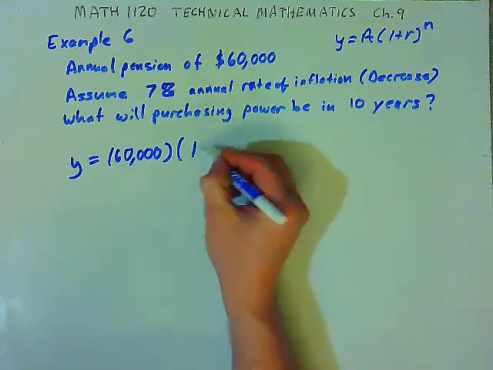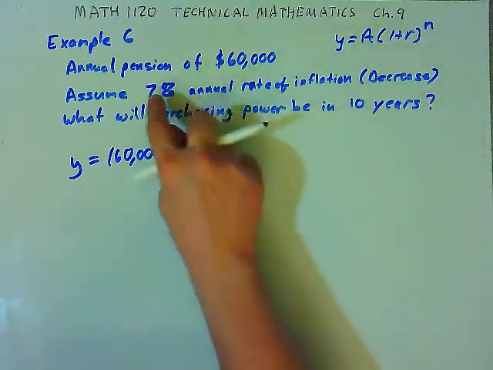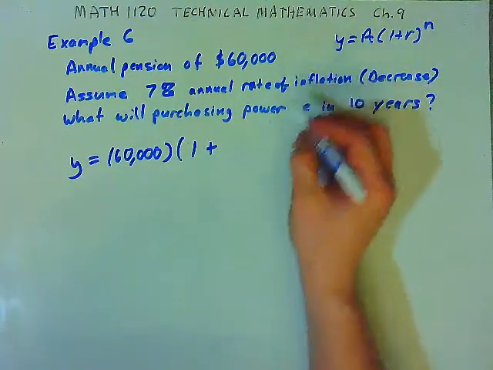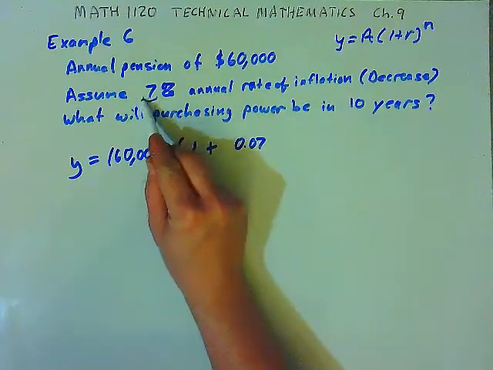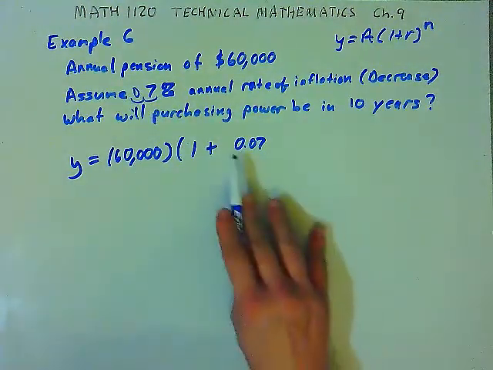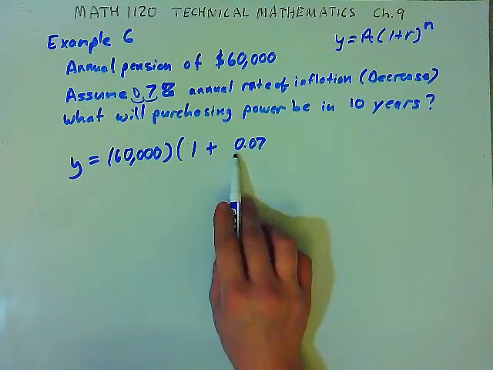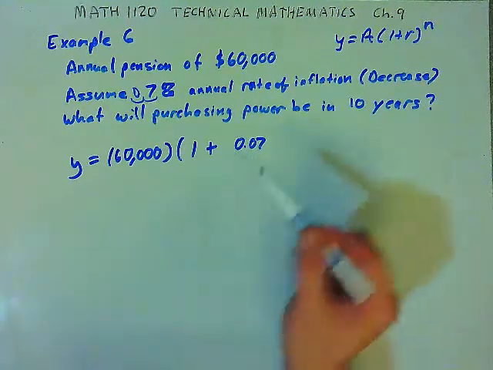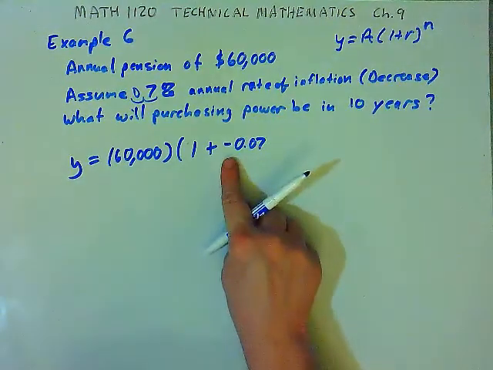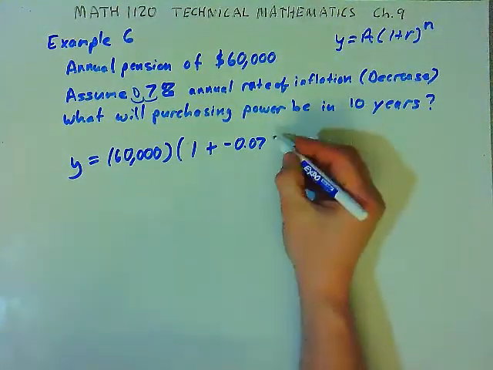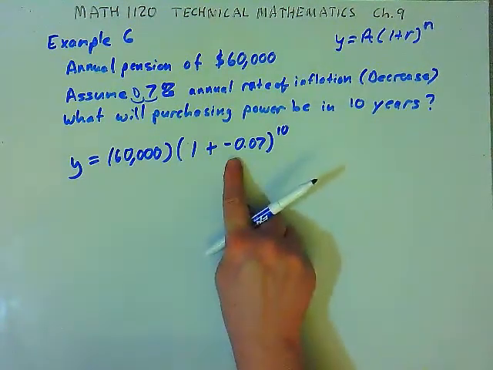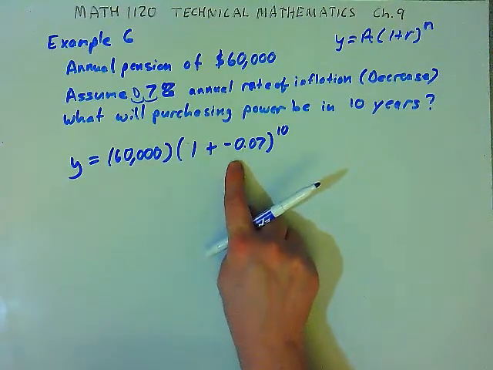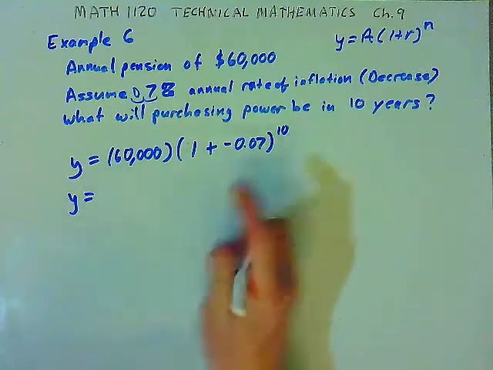As a decimal, that's going to be 0.07. So again, I move the decimal point 2 places to the left to get 0.07. But that is a decrease in their purchasing power. So this number is actually a negative, right? So we're adding a negative 0.07 in here. We want to find the purchasing power after 10 years. Right, so here their money is worth less money. That's a decreasing rate. We want to make sure that the rate here is a negative. And so their purchasing power after 10 years will be $60,000 times 1 plus a negative 0.07, which is going to be 0.93.